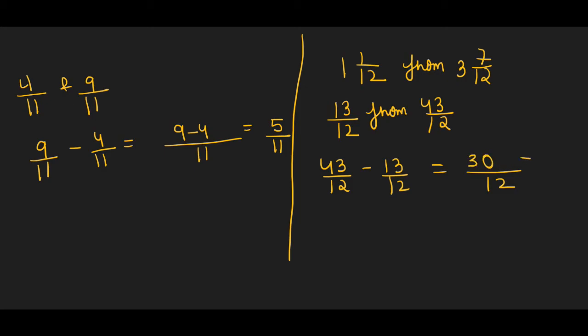30 upon 12, and on simplifying children, this 30 upon 12, dividing by 6, this will be 5 upon 2, and we can convert this into a mixed fraction. So this will be 2, 2 2s are 4, and 4 plus 1, 2 1 by 2.